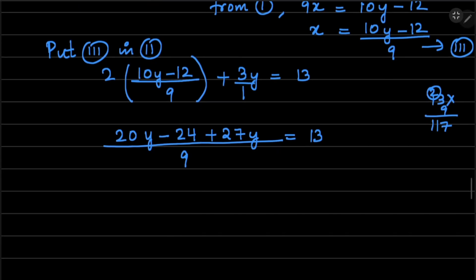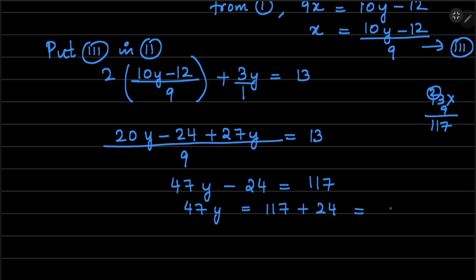Okay, here you can just simplify. What is 20y plus 27y? It is 47y. So write down 47y minus 24 equal to 117. Therefore, 47y equal to 117 plus 24. So when you add them, what will you get? 4 plus 7 plus 4, 11. 141. Okay, y is equal to 141 divided by 47.